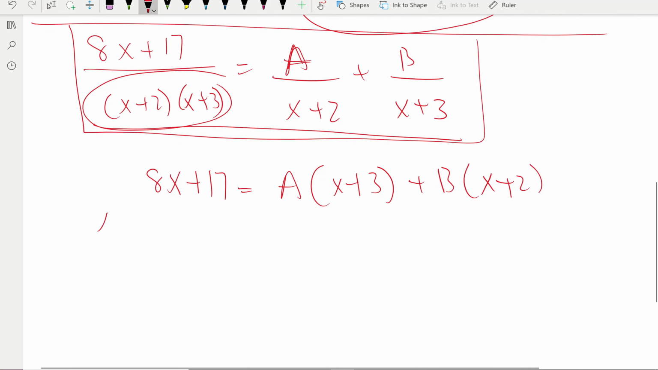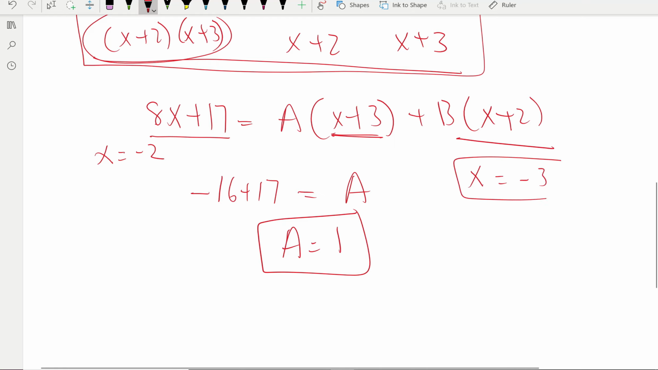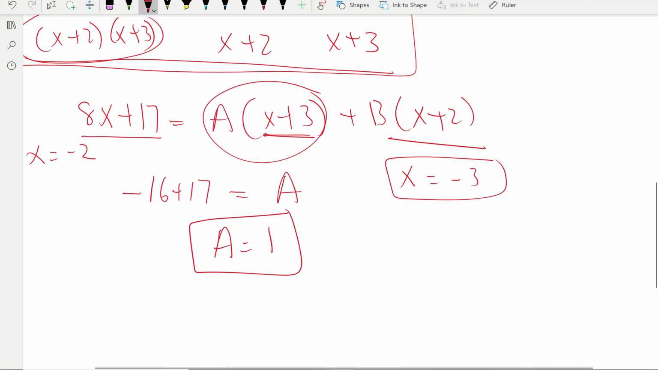So the magic numbers are x equal to negative 2. If you use negative 2 here, negative 16 plus 17, right? If you substitute negative 2, negative 2 plus 1... negative 2 plus 3 is 1. So this is a. 8 times negative 2 is negative 16, plus 17 is 1. So a is 1, right? So we get a to be 1. Am I doing this right? Yes.